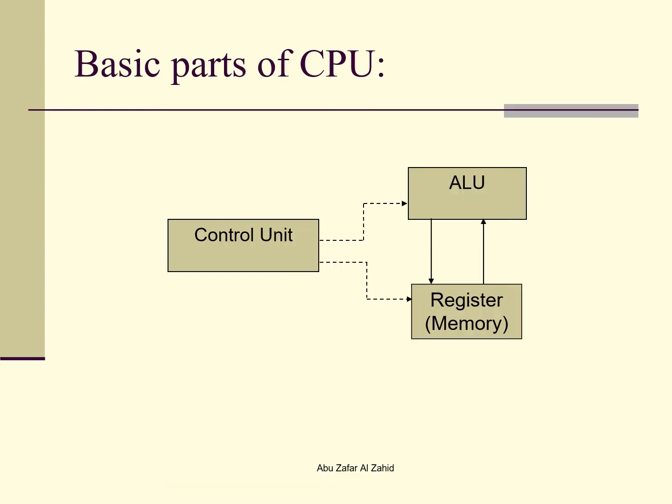CPU has basically three parts. First part is ALU, arithmetic and logic unit. Second part is control unit, CU. Third part is RM, register memory.